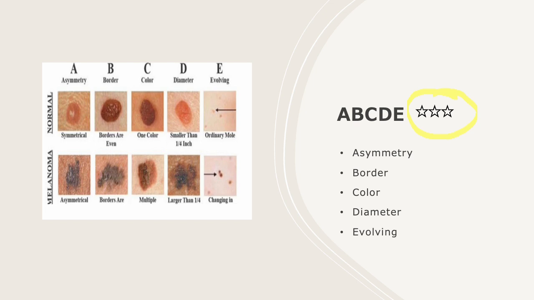So when you are explaining or documenting on any skin lesion, things that should be documented are the asymmetry, how do the borders look, the color, diameter, and is this lesion evolving or is it changing? Any of these things could potentially be a red flag, and it's something that needs to be clearly documented and definitely should not be missed.